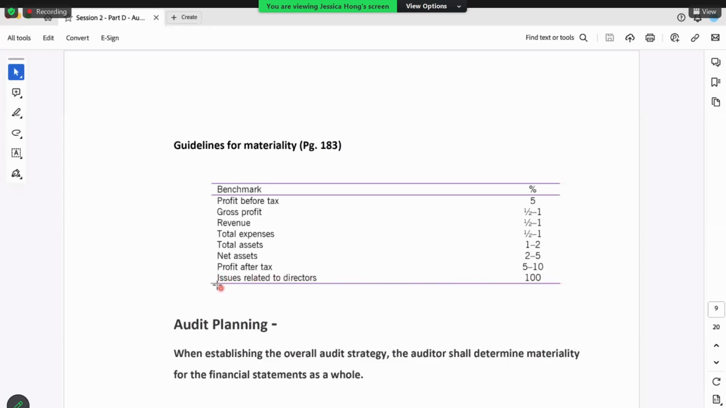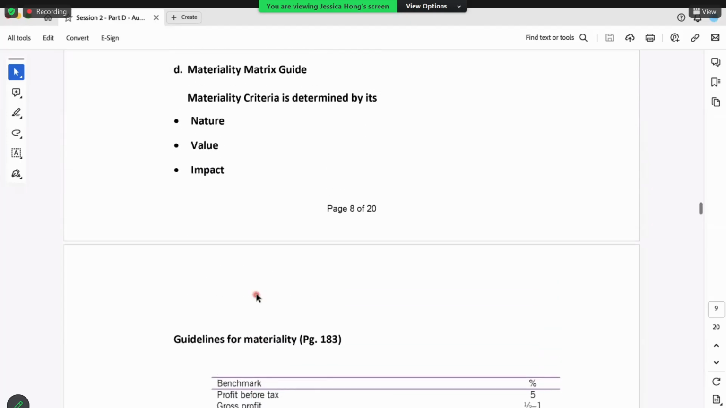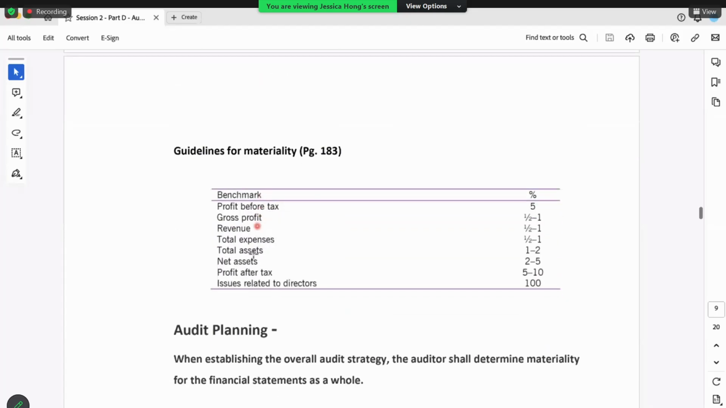It means that all the issues related to directors have an impact on the integrity of the management and also the board of directors. So it could be very pervasive and it has a significant impact on the overall financial statement. That is why we set it as 100%. This is actually taken from the textbook. I just want to show you some examples.